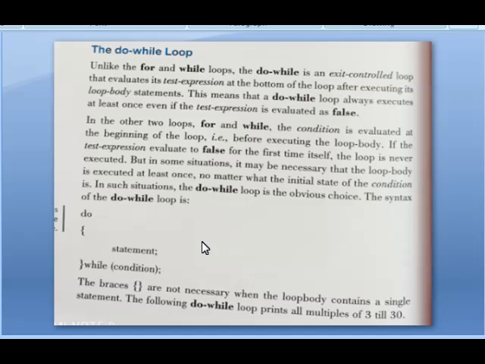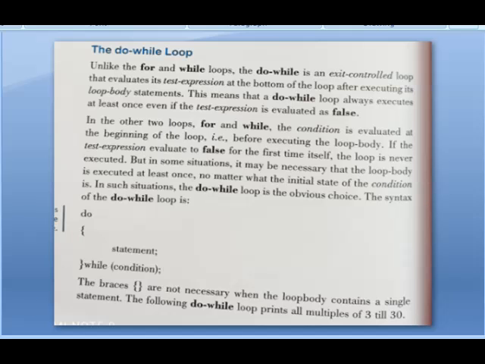So for that reason, this do while loop is called an exit control loop, and for and while loops are called entry control loops, because during the entry time they check the condition, then execute the statements. But in the do while loop, it will do the execution first, and after that it will check the condition. So it is called an exit control loop.